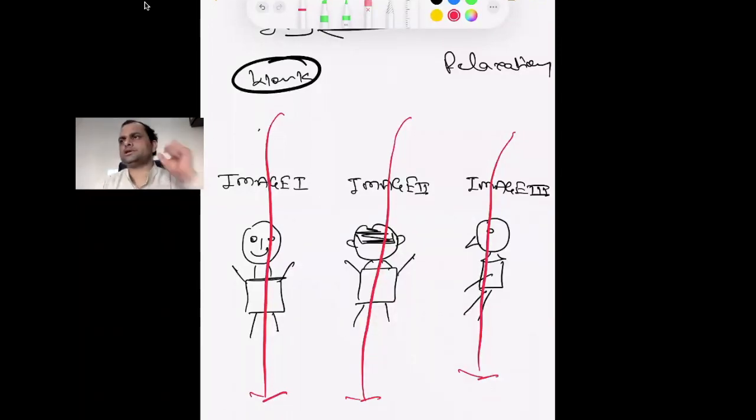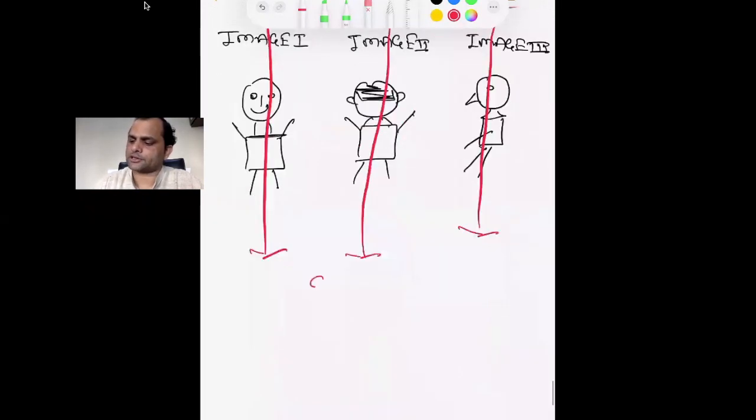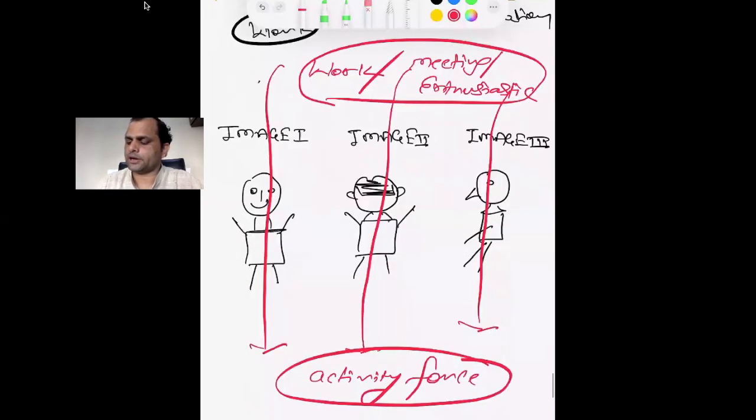So this yang energy is very much required if we want to work. This yang energy is very much required if we want to take meetings, if we want to become enthusiastic. Because this yang energy is an activity force. And we are getting this yang energy from heaven. It crosses our body and finally merges in the earth.